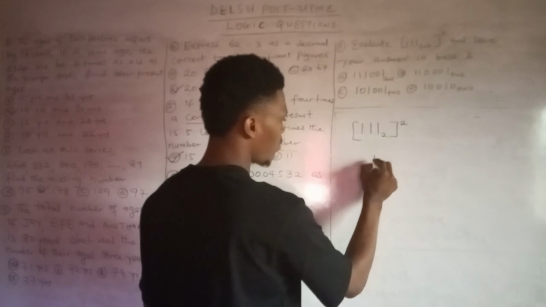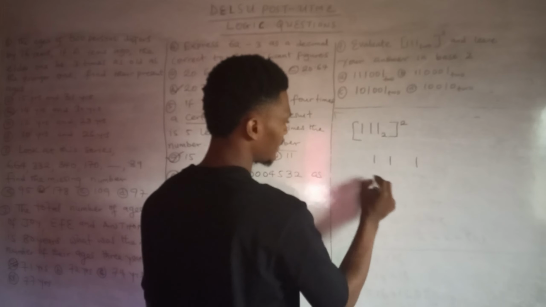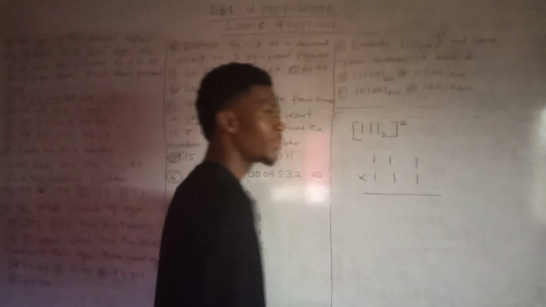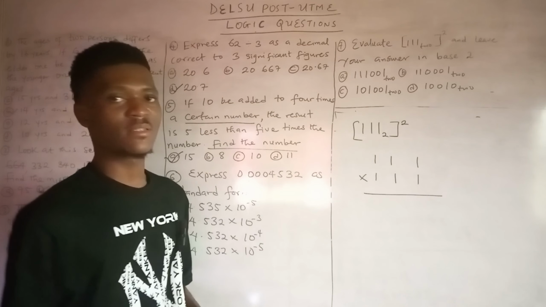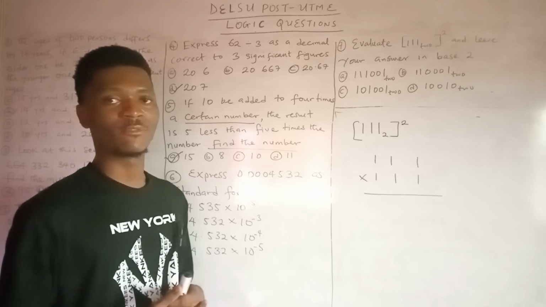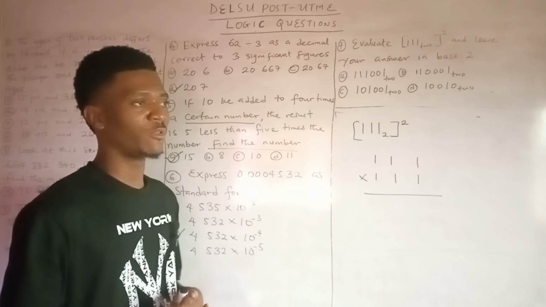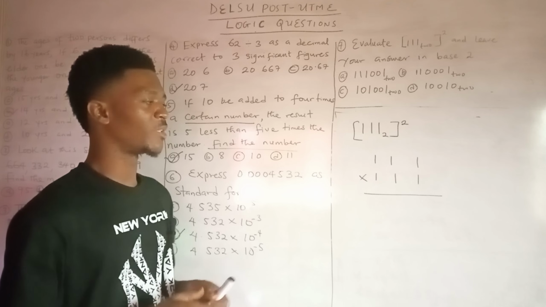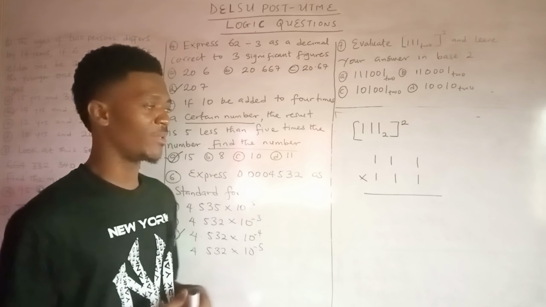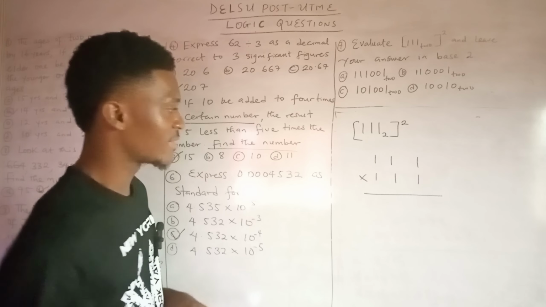So that becomes 111 then times 111. Now multiplication of number bases is kind of different from the normal multiplication, so you have to be extremely careful. And this happens to be a binary number because it's a base 2 number. And multiplication of binary numbers are kind of easier than the other bases. Okay, so let's get started.